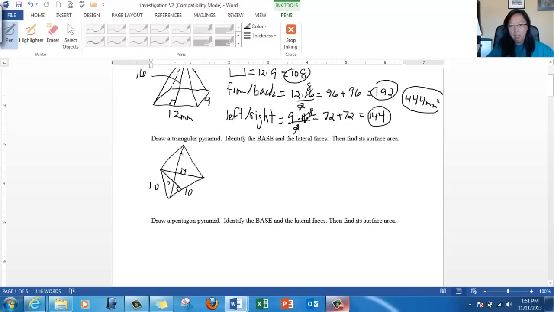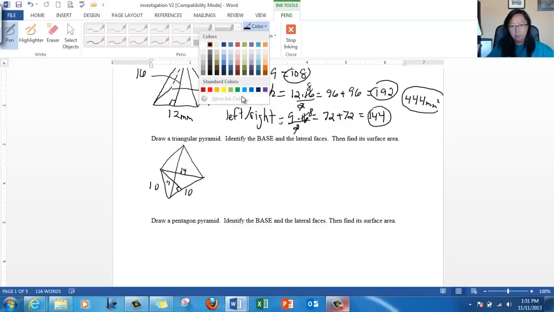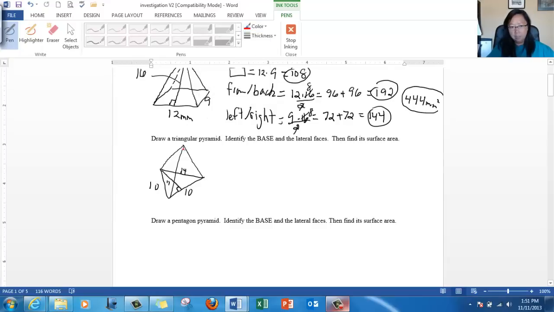And then all of these heights for the lateral faces, that height for that triangle is 12. And they're all 12 for all the faces sticking up. Okay, I know this is visually difficult. Let's do the bottom. It's a triangle.